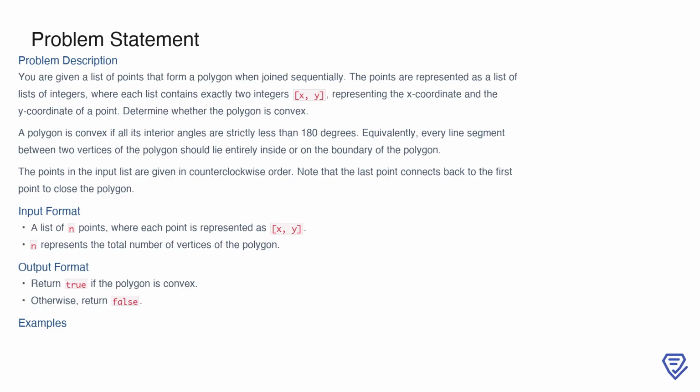A polygon is considered convex if all of its interior angles are strictly less than 180 degrees. Alternatively, you can think of it as a shape where every line segment connecting two vertices lies entirely within the polygon or on its boundary. The points are guaranteed to be provided in counterclockwise order, and the final point in the list connects back to the first point to complete the polygon. The input to the function will be a list of these points, and the output should be a Boolean value returning true if the polygon is convex and false otherwise.